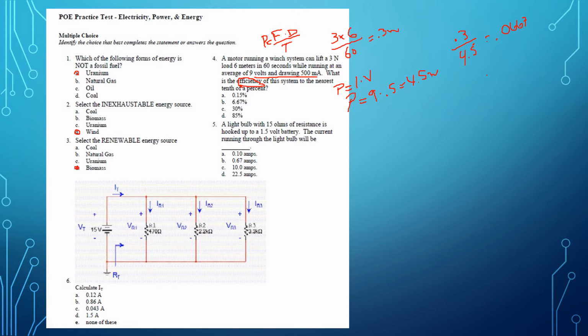Then you have to take that number and multiply it by 100. And that's going to give you 6.67%. So that's going to be choice B.